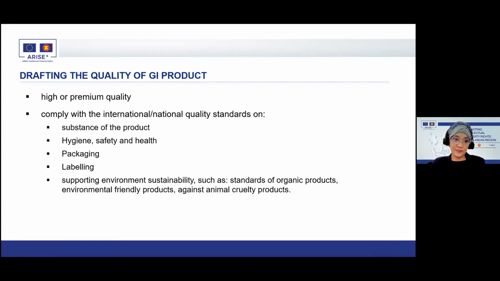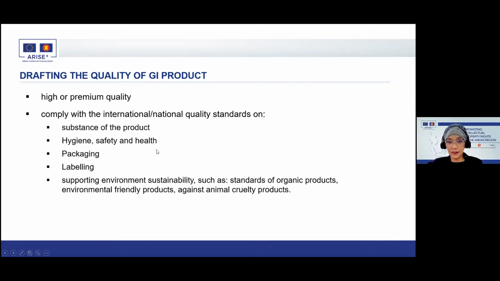A GI product should have a high or premium quality for sure. But besides that, it can also comply with international and national quality standards. For example, the standards on the substance of the products, the standards of hygiene, safety, and health, maybe free from COVID-19 viruses. They call the standards of packaging and labeling.